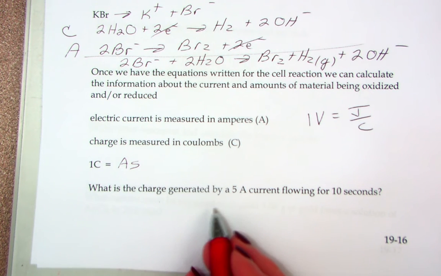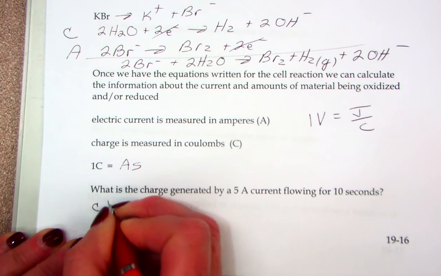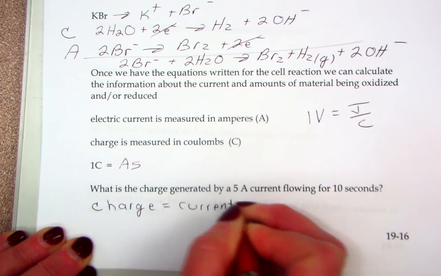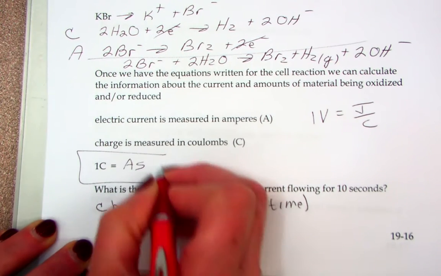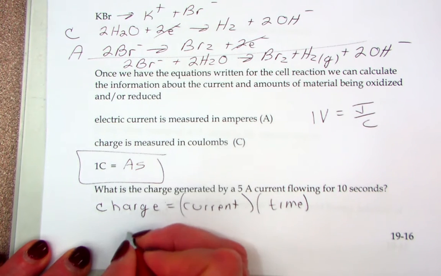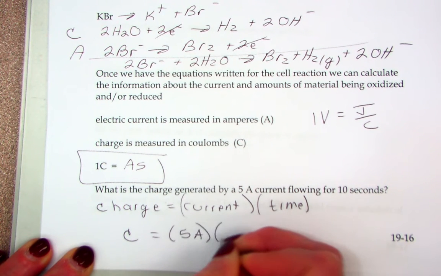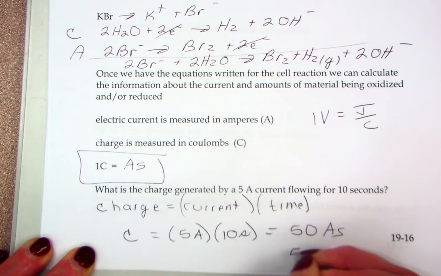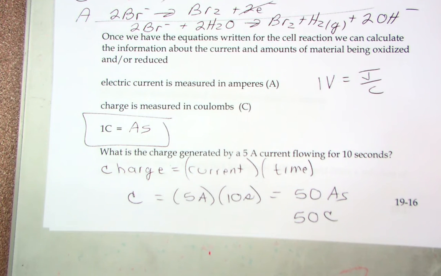What's the charge generated by a 5 amp current flowing for 10 seconds? Well, the charge in coulombs is equal to the current times the time. By definition, a coulomb of charge is an ampere second, so the charge is equal to 5 amps times 10 seconds, which is 50 ampere seconds, or 50 coulombs. So that's pretty straightforward calculating. You just have to remember the definition.